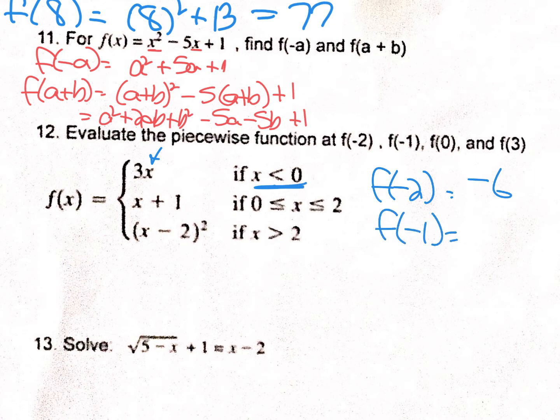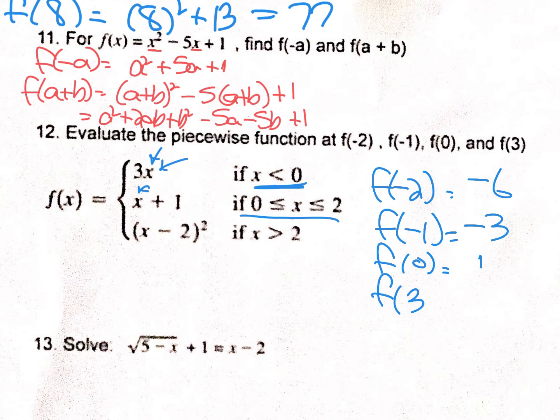-1 is also less than 0, so I'm going to plug the -1 right there. 3 times -1 is -3. So far, so good. F of 0. 0 is in here because it says equal to 0. Okay, x is either greater than or equal to 0 or less than or equal to 2. So I'll plug 0 into that x. 0 plus 1 is 1.